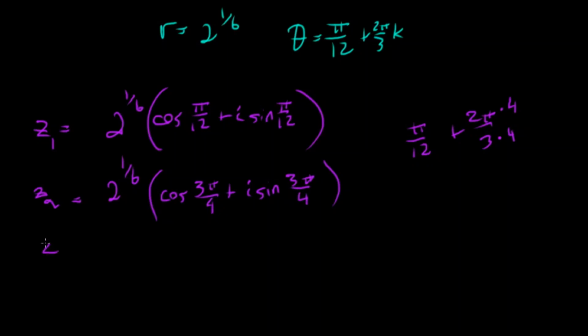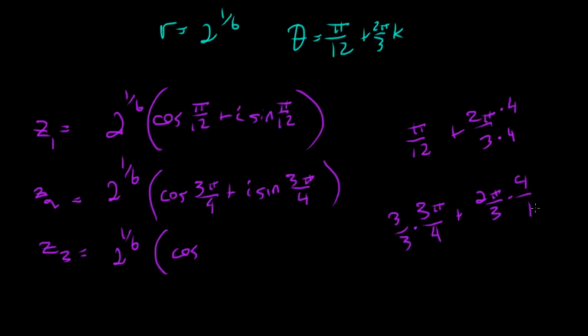And then I'm going to get Z3, which is 2 to the 1/6 cosine. I want to now take 3 pi over 4 and add 2 pi over 3 to it. And what's that going to be? Well, I need a common denominator, so times 3 and 3 over here, times 4 and 4. So I'm going to get a 12 in the denominator. And I'm going to get a 9 plus 8, which is 17. So 17 pi over 12.